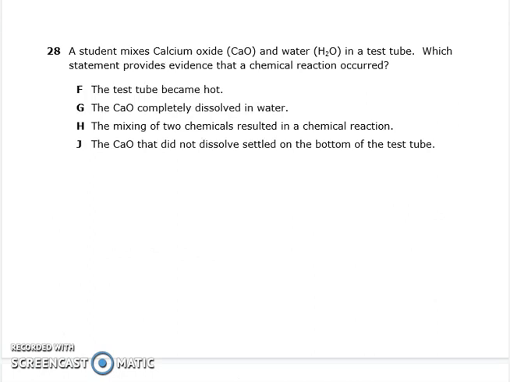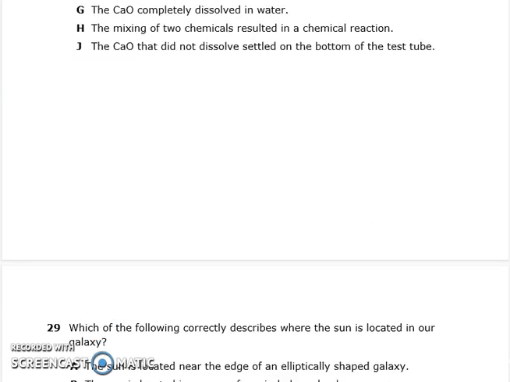Number 28. A student mixes calcium oxide and water into a test tube. Which statement provides evidence that a chemical reaction occurred? F, the test tube became hot. G, the CaO completely dissolved in water. H, the mixing of two chemicals resulted in a chemical reaction. J, the calcium oxide that did not dissolve settled on the bottom of the test tube.